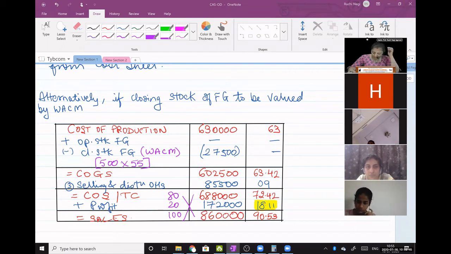Yeah, Swapnil, I'll come to that, bacha. Just a minute. I'll come to the CPU column. Then I'll tell you.